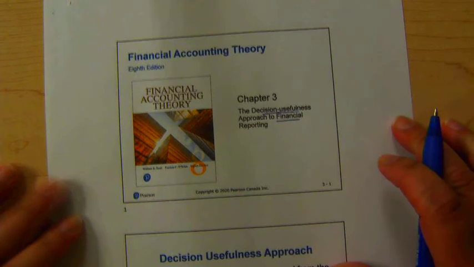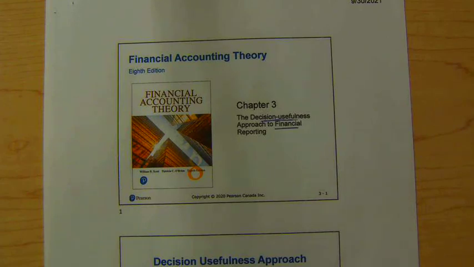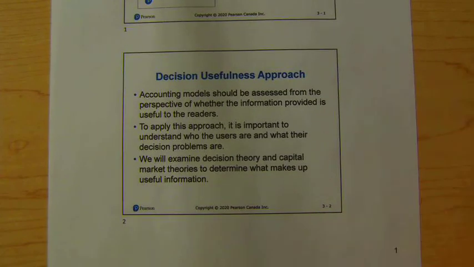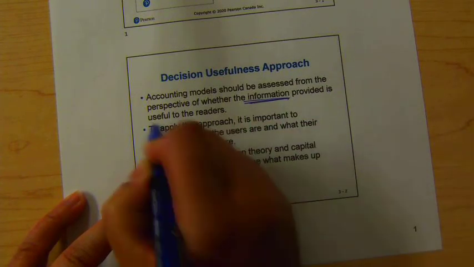So why we care as accountants, besides as investors ourselves, is our accounting field gives information that hopefully is useful to investors when they're making decisions. So we kind of want to see what information we give and is it useful. The decision usefulness approach is assessed from the perspective of whether the information provided is useful to the readers.